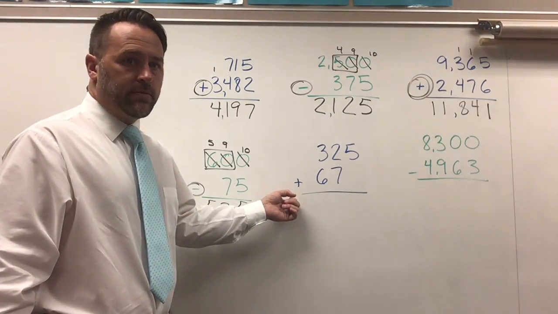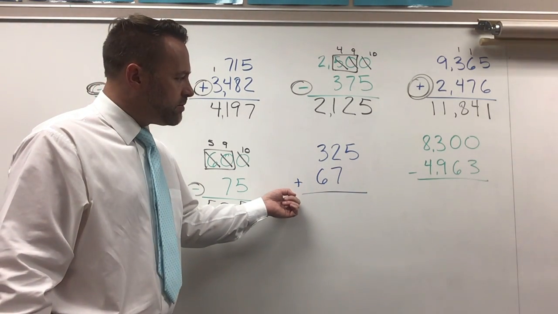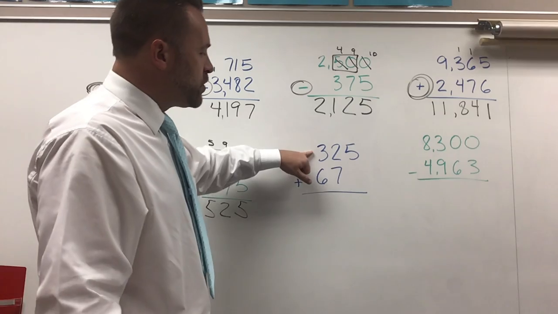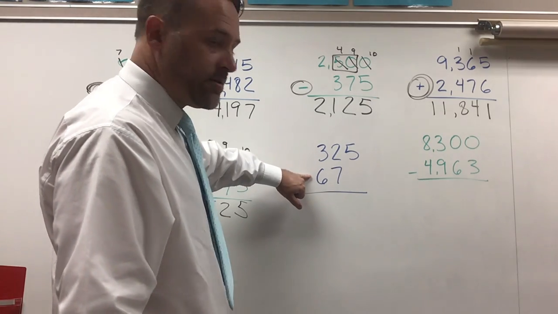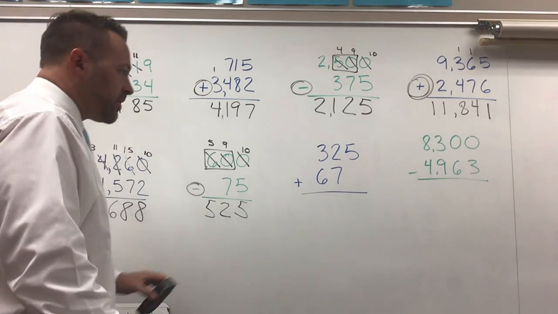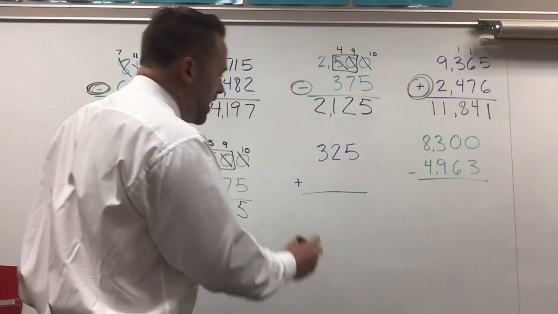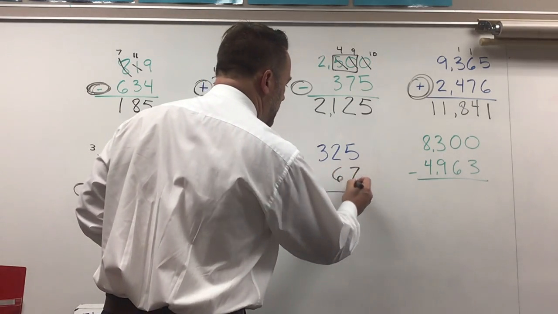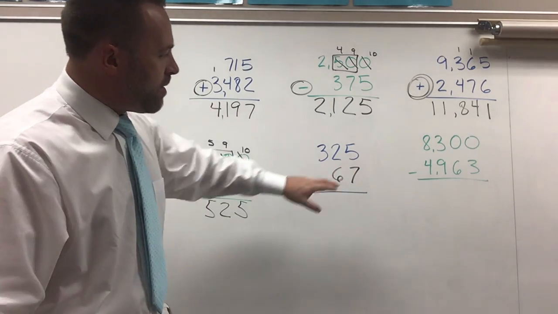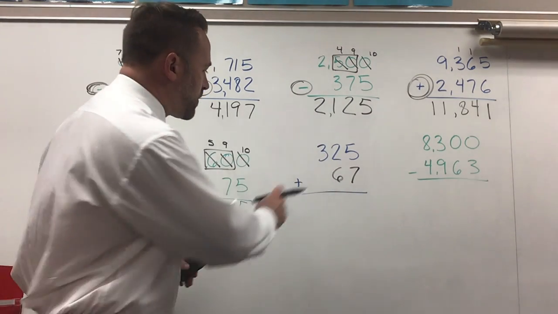Ready to go for this one? What's wrong? If I'm adding 325 plus 67, I can't add it like that. So if you have to write these problems on your own, you can't put that there. You have to line it up. So now my 1s are with my 1s, my 10s are with my 10s, and my hundreds, okay?